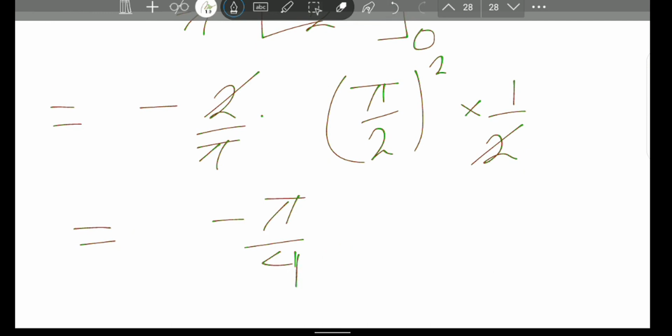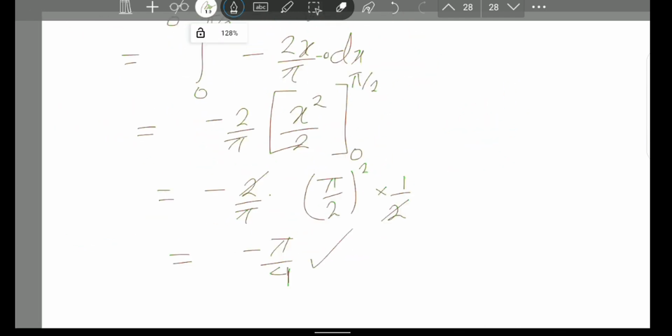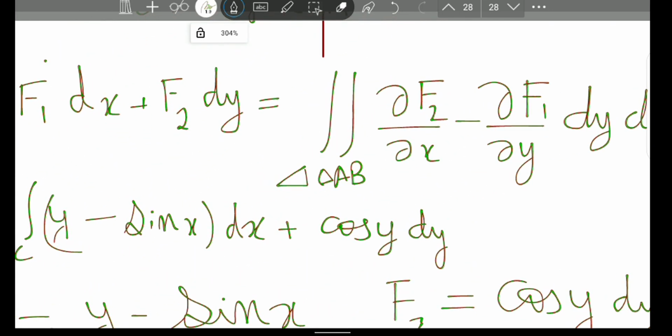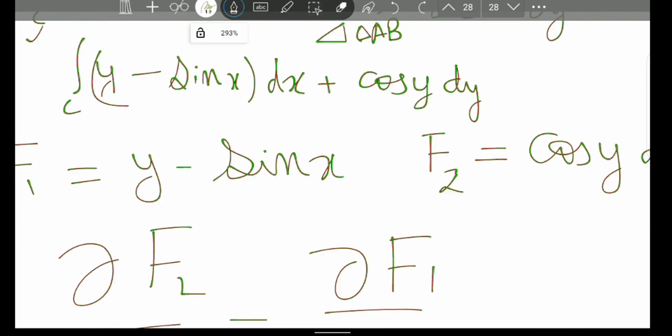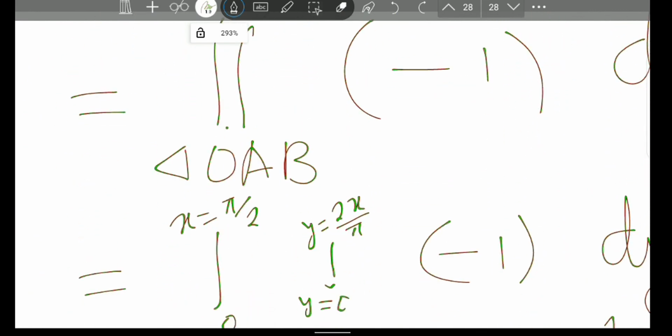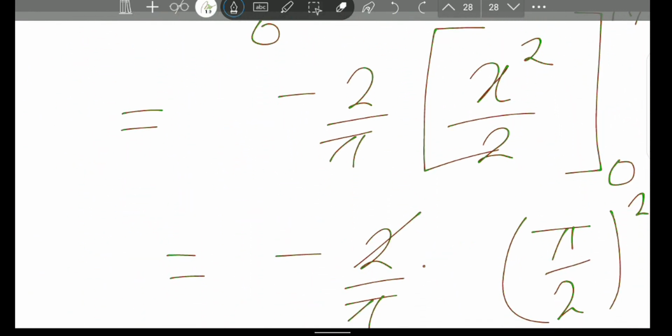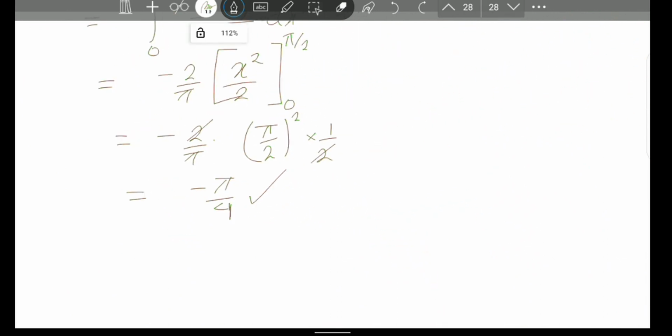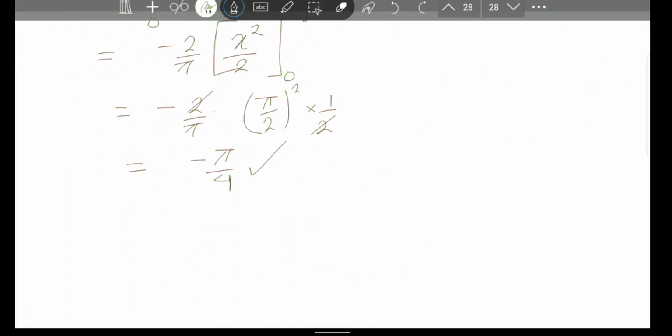Of course, you can try to evaluate the left hand side of Green's theorem. You can evaluate along the closed curve y minus sin x dx plus cos y dy, but you need to do it 3 times and it will be pretty long. If you get the answer, very good. We don't need it though. We have been asked to apply Green's theorem and calculate the integral, so we have calculated and we are done. We got the answer equal to minus pi by 4.